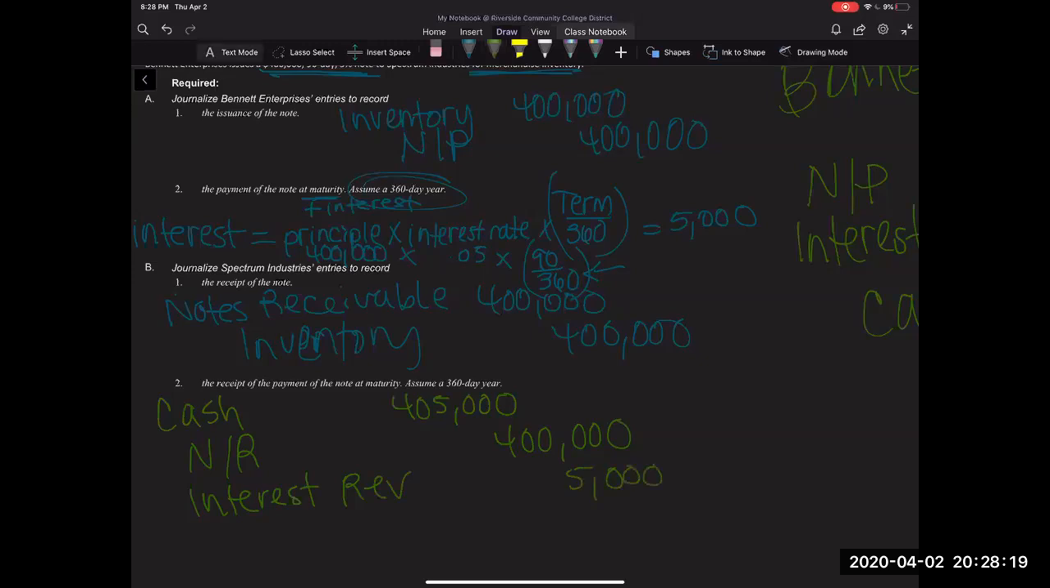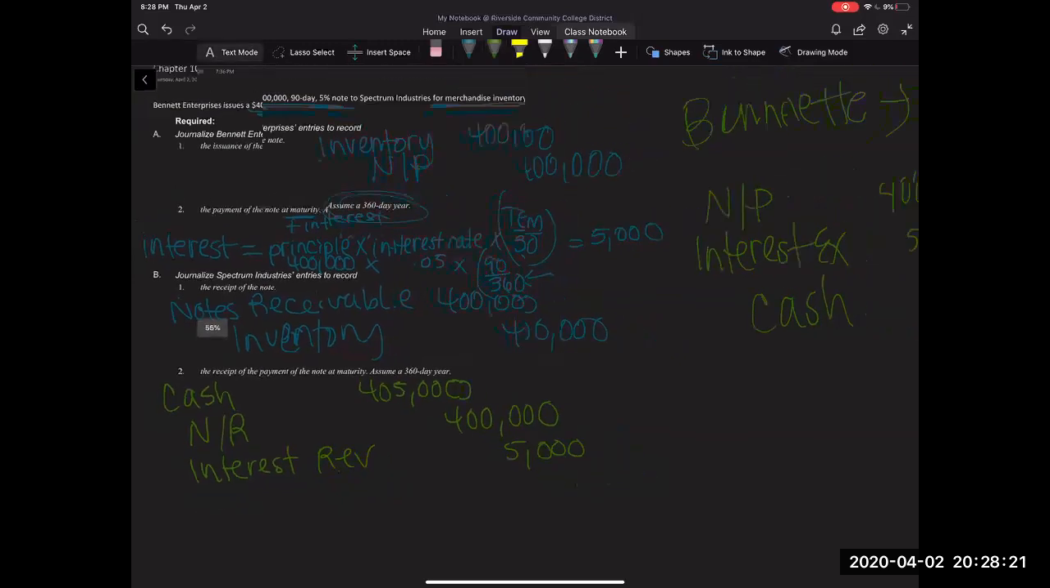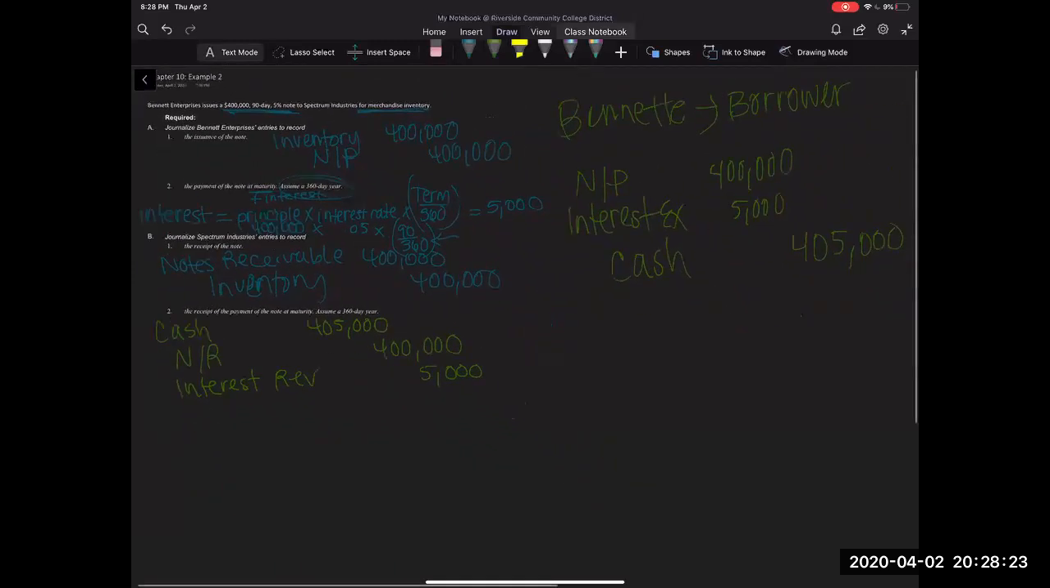So what I really want you guys to get from this is how it almost mirrors each other, right? So if Bennett is recognizing a notes payable, then they're recognizing a notes receivable, right? Sorry, I should go up here. So if it's a notes payable, this is a notes receivable, right? If they're gaining inventory, they're losing inventory, right?